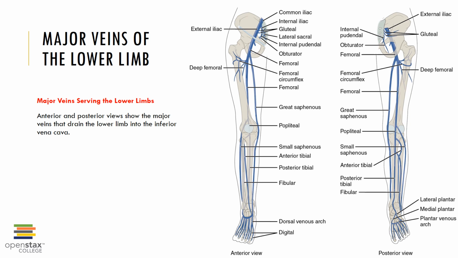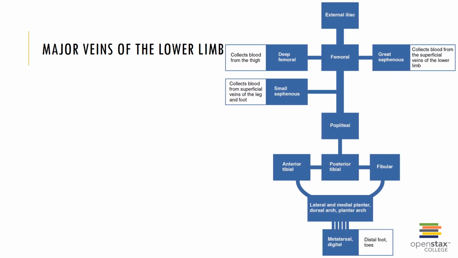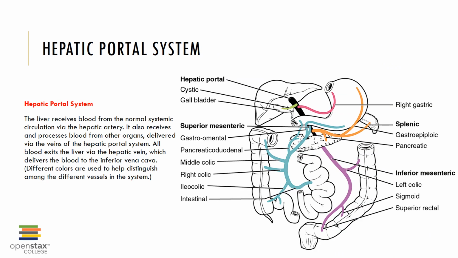Major veins of the lower limb in both anterior and posterior view are noted here. And here is a flow chart depicting those major veins of the lower limb. Here you can see the hepatic portal system. Remember, the liver is responsible for filtering blood, and it receives blood from the systemic circulation via the hepatic artery. In addition, it processes blood via the hepatic portal system.